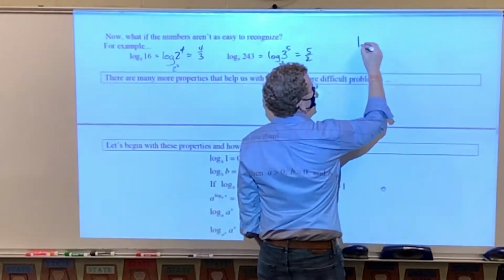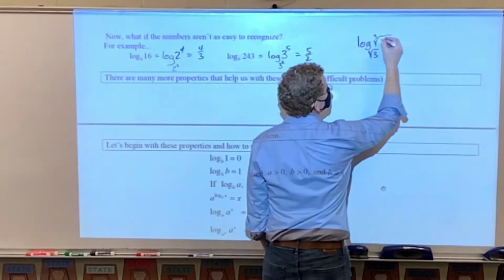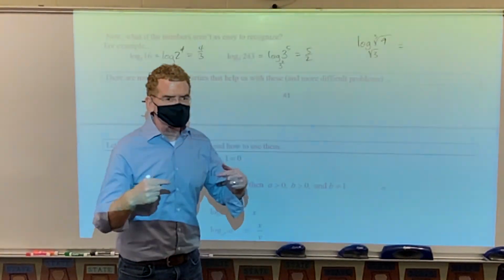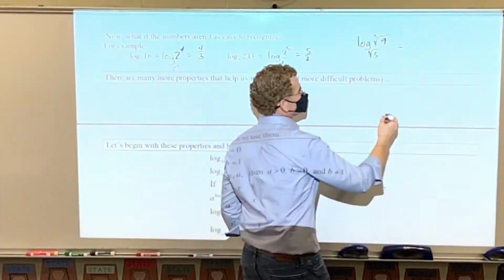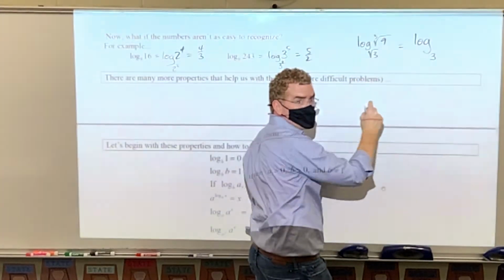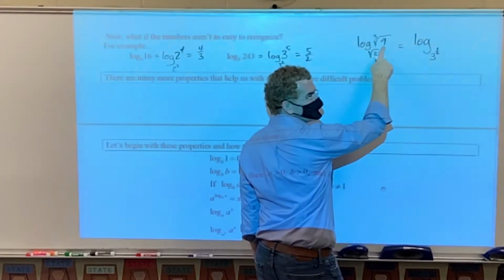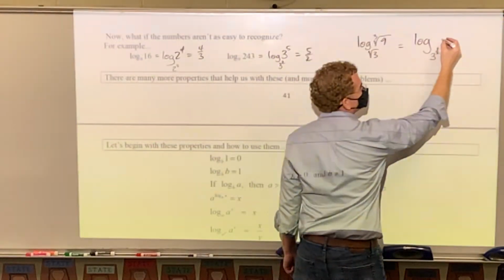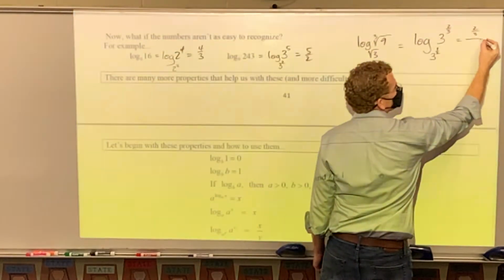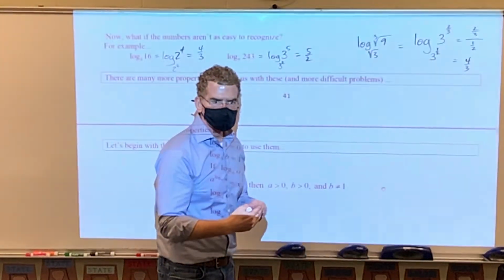What if I gave you log square root of 3 of cube root of 9? Can I rewrite these with the same base? Yes. Let's remember what we know. What is the square root of 3? 3 to the what? To the 1/2 power. Good, are y'all seeing that? What is the cube root of 9? 3 to the 2/3. That's like 3 squared underneath, so 3 to the 2/3. And then what do you end up with then? 2/3 over 1/2, which is 4/3. Y'all seeing that?